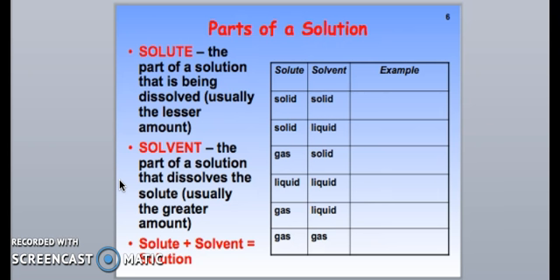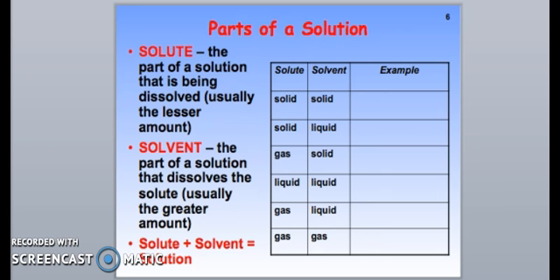Now, what I'm asking the students to do is to write down examples for a solid-solid solution, a solid-liquid solution, a gas-solid solution, a liquid-liquid solution, a gas-liquid solution, and a gas-gas solution. So I'll give you some time to think about it, and then we'll start discussing.